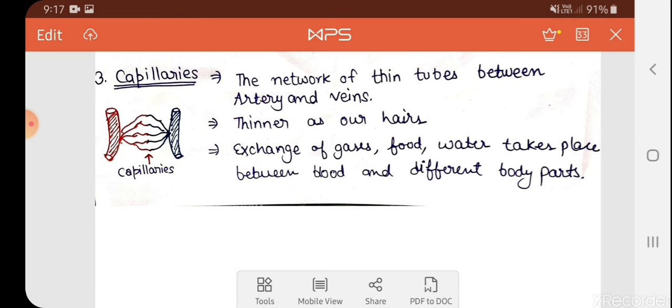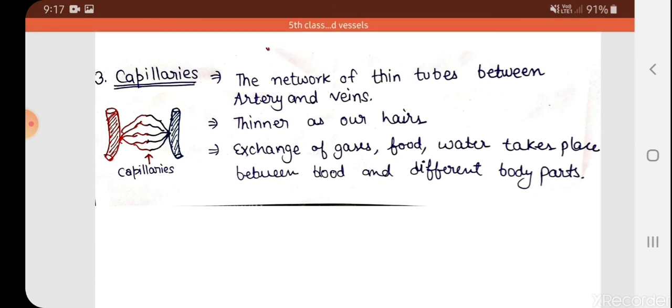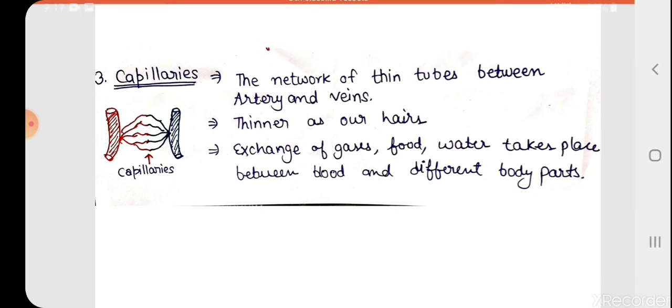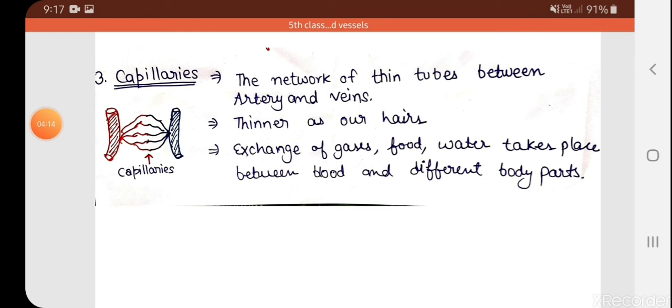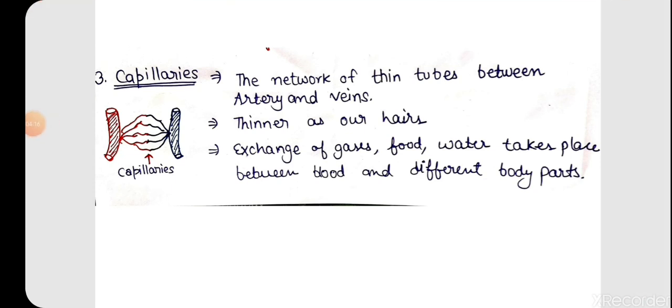They are so thin that even gases, food items, or other materials such as water can be exchanged from the capillaries to the various body parts. So there is exchange of food, gases, and water from the blood to the various body parts with the help of capillaries.